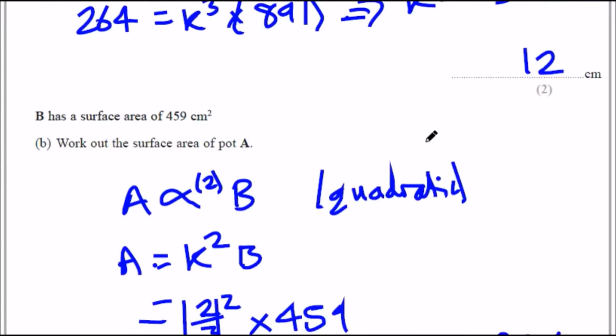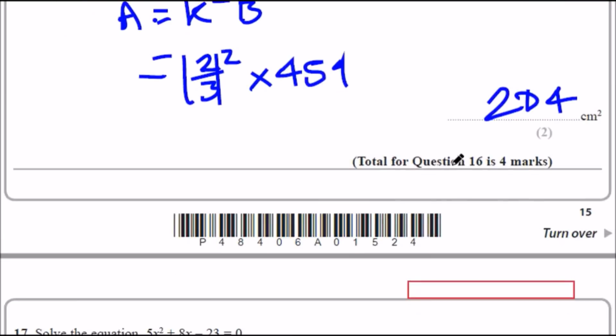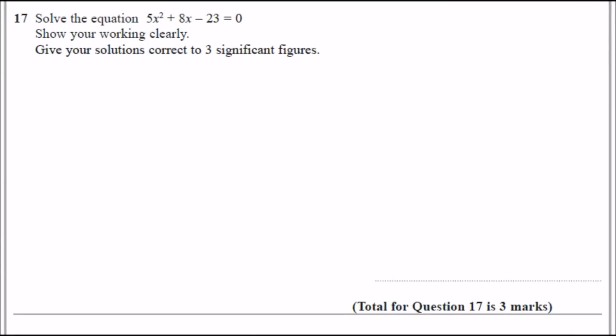Okay, not bad. So it should be like this, shouldn't it? 204. Okay, 17. So now we need to solve this quadratic equation. It doesn't say much about it, so I'm guessing we just have to apply the formula. It's quite easy. The quadratic formula should be at the top of the page. I'm not going to go there, but it is there.